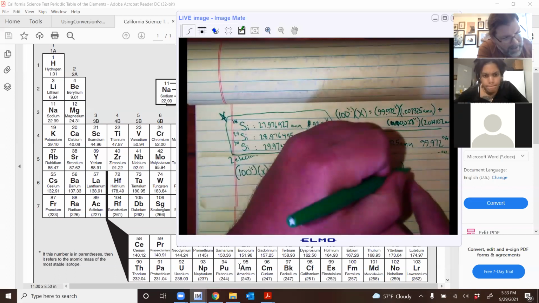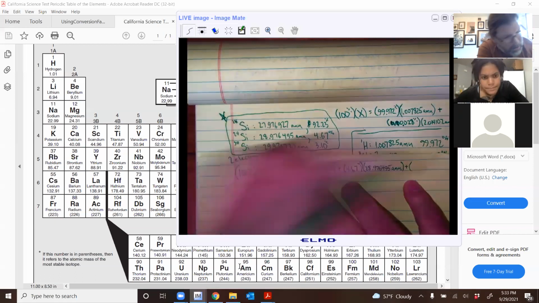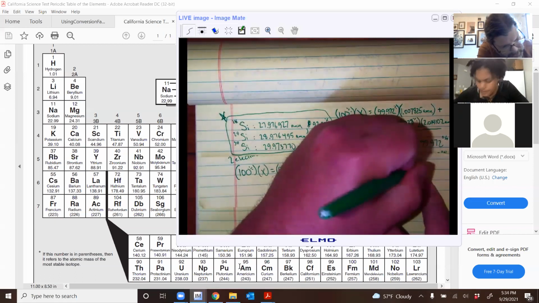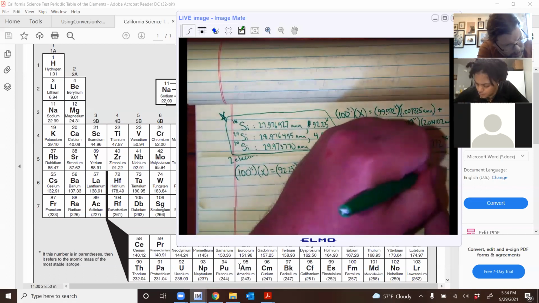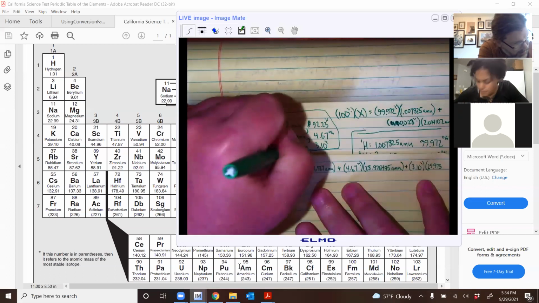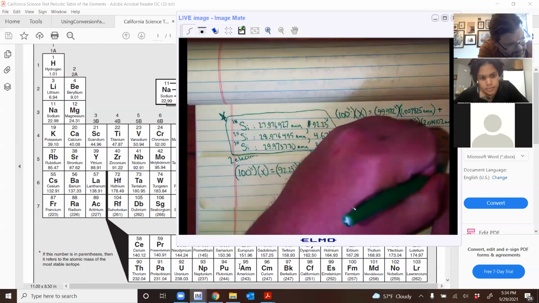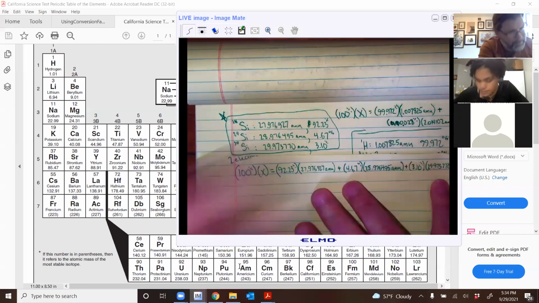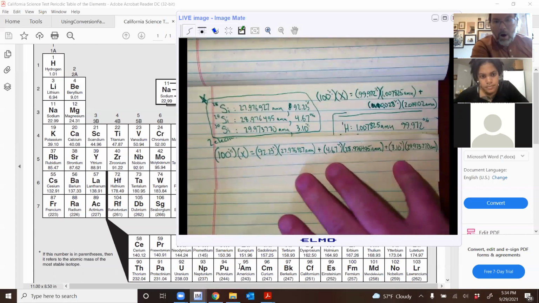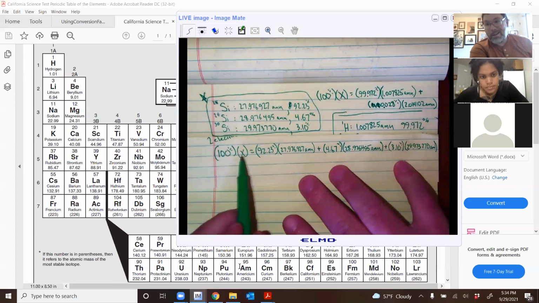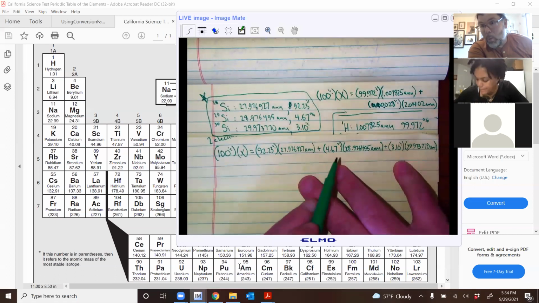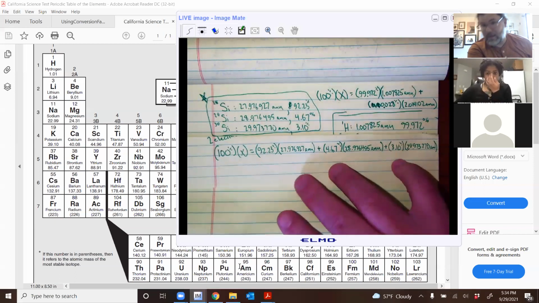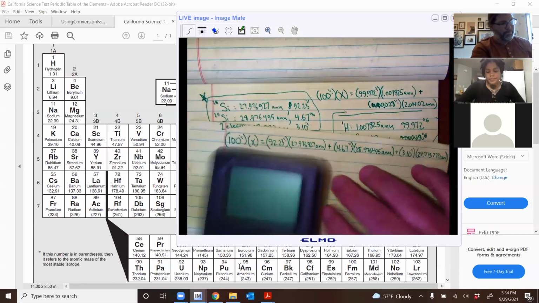All right. And then finally, the third one of these, 3.10% of our silicons will have a mass of 29.973770 atomic mass units. All right. So from here, all I have to do is solve for X, right? That is the weighted average that we get by weighting in what percentage each one of those individual isotope masses give us. So let's do it together.